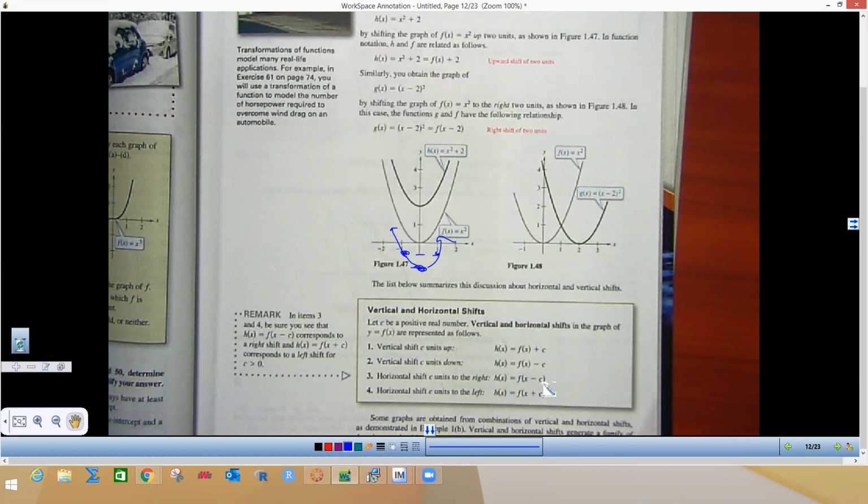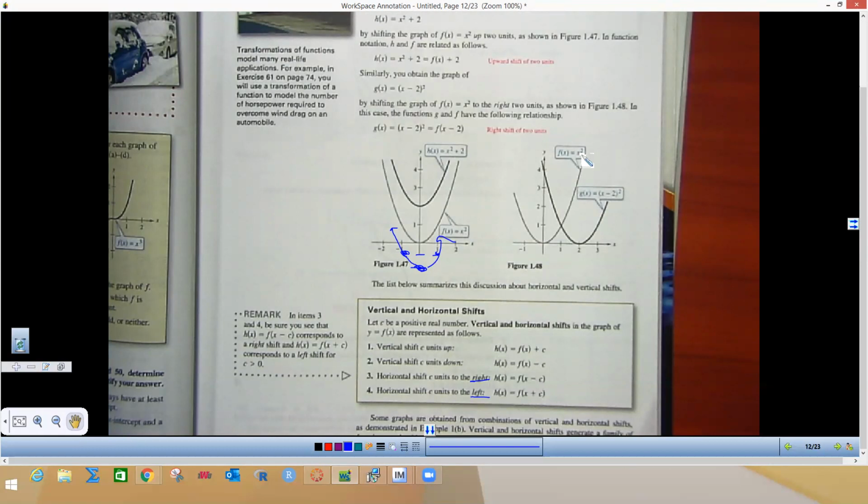Then when you have a variable or a number that is inside the parentheses with the x, this gives you horizontal shifts. Now the main thing you've got to look at here is that if you have a minus sign, it moves the graph right. If you have a plus sign, it moves the graph left. So I always say if it's a horizontal shift, it moves opposite of the sign.